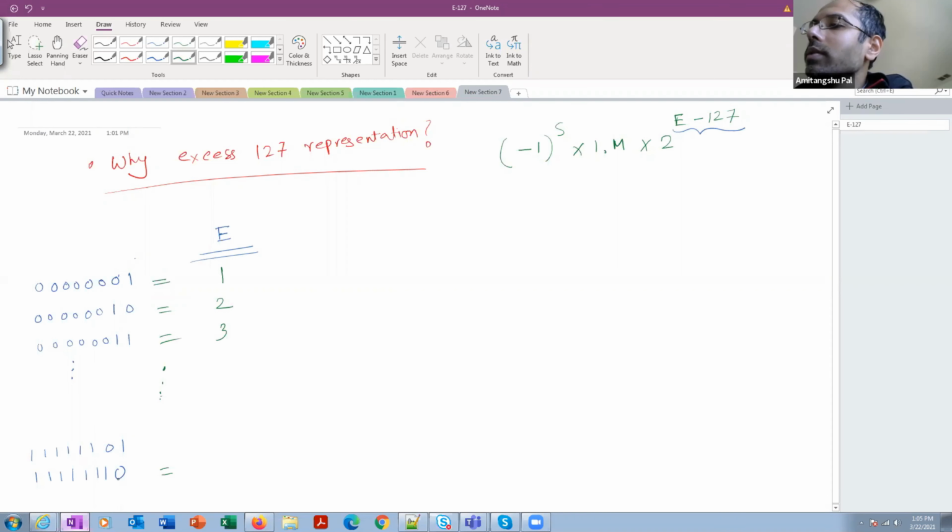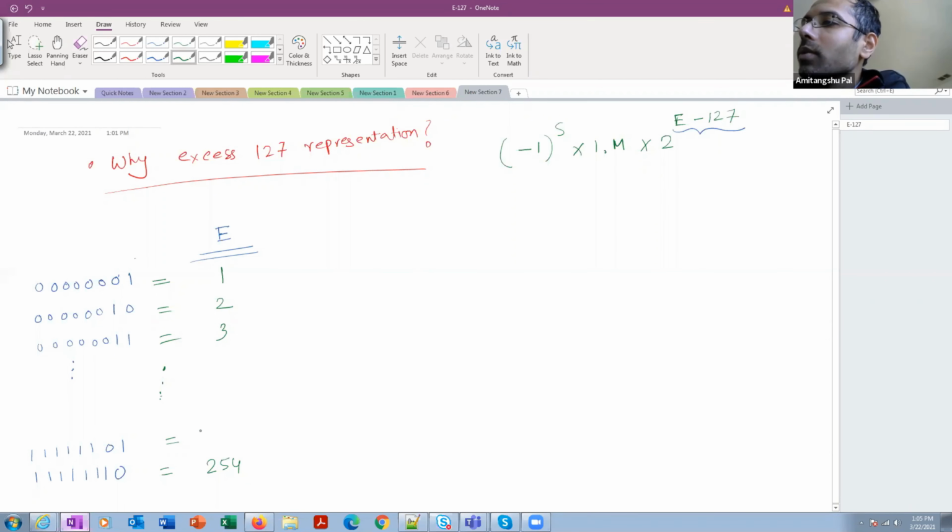So all ones followed by 0 is 254, right? All ones means 255. If 8 bits are 1, that means all ones is 255. All ones followed by 0 is 254. The previous number is going to be 253. Okay, so in this way, these values are going to vary.